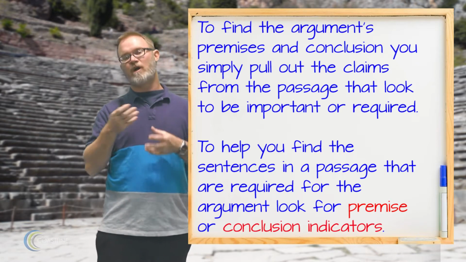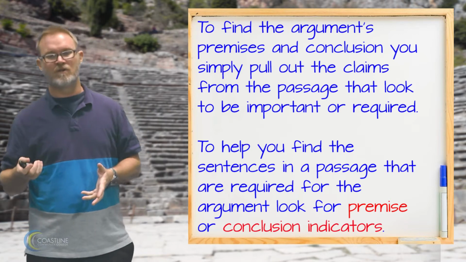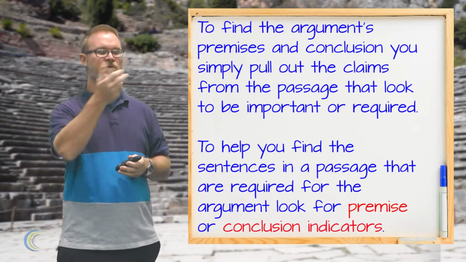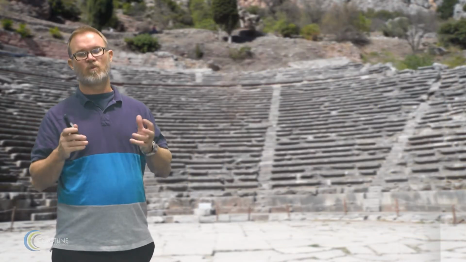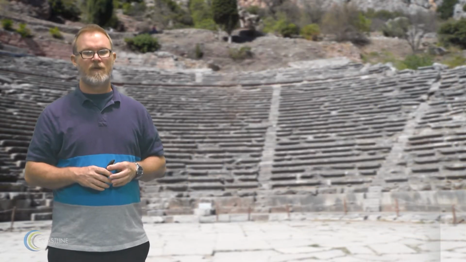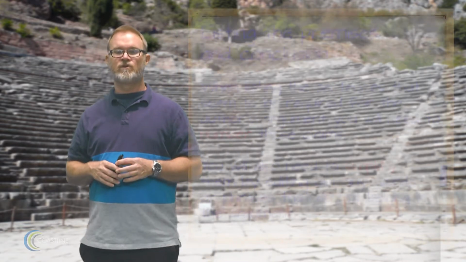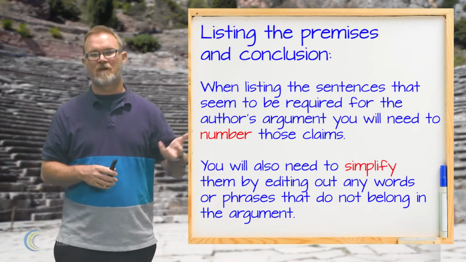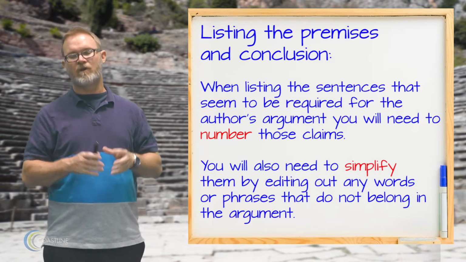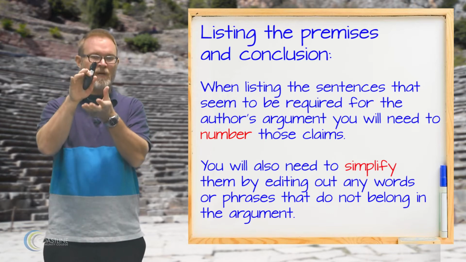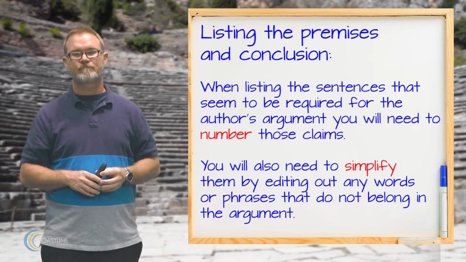A couple of things will help us in spotting the premises and conclusion. First, as we talked about in lecture 1, are indicator words and phrases. When you formalize, you're trying to pick out the premises and conclusion that the author meant to give, in their most basic, bare bones, simplified form.